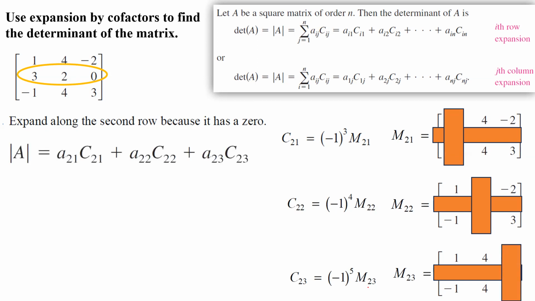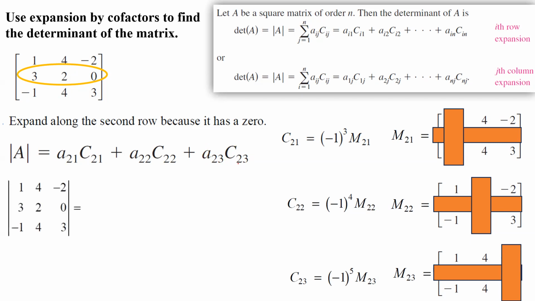Take a look. The determinant of the matrix can be written as the entry on the second row, first column, times the cofactor on the second row, first column, plus the entry on the second row, second column, multiplied by its cofactor. Finally, you add the multiplication between the entry on the second row, third column, and the cofactor related to the second row, third column.